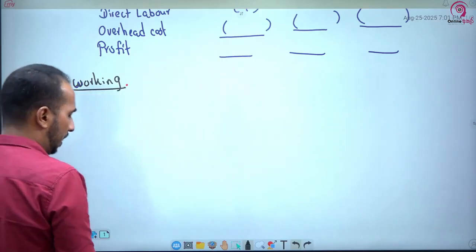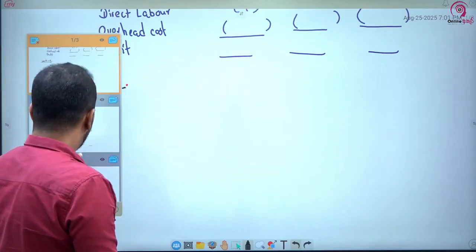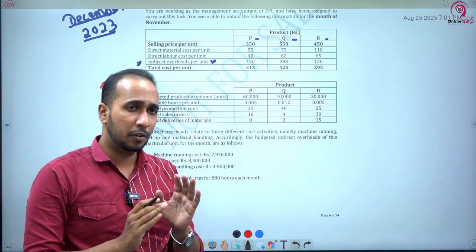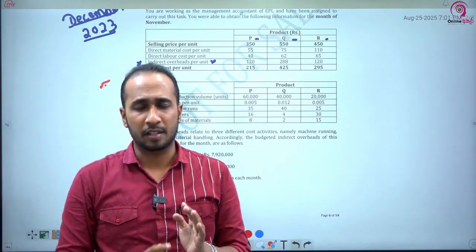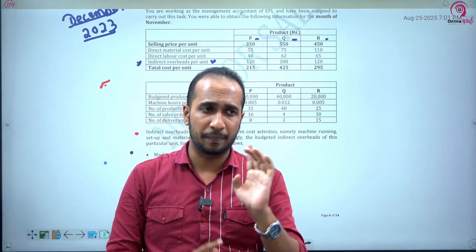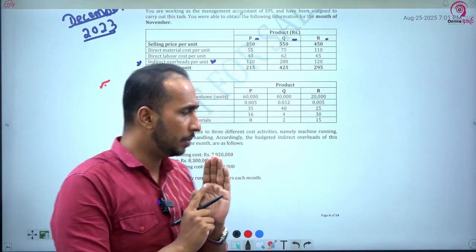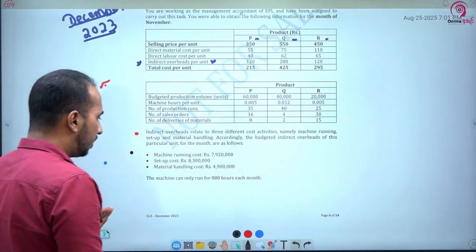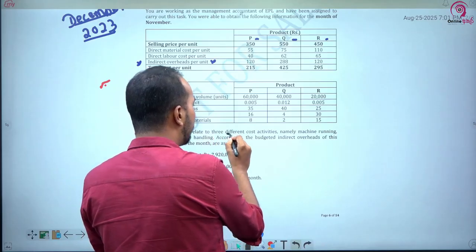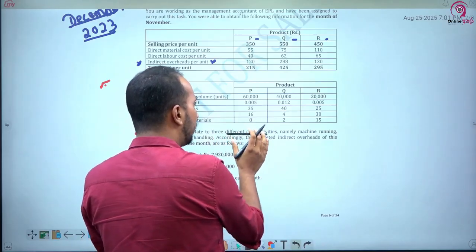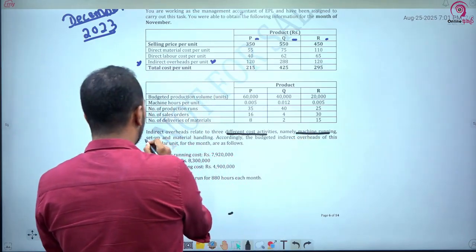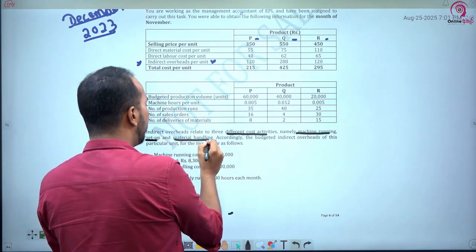Working, right? Now if we go to the question again, see, now in activity-based costing, if you can remember our 4-step process, first we have to identify the major activities. I have written down it, okay? We have to identify the major activities. See, in the question itself, it is mentioned that indirect overhead relate to 3 different cost activities. The first one is machine running, the second one is setup, and the third one is material handling.